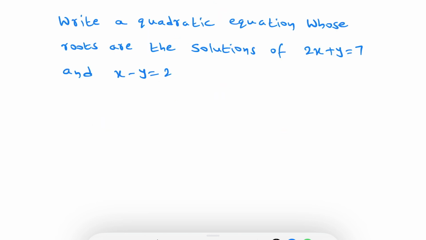Write a quadratic equation whose roots are the solutions of 2x plus y equals 7 and x minus y equals 2. Now, this is a connecting type of question to the pair of linear equations and quadratic equations. So here, first let us try to solve these two equations, 2x plus y equals 7 and x minus y equals 2. I am going with the elimination method here.